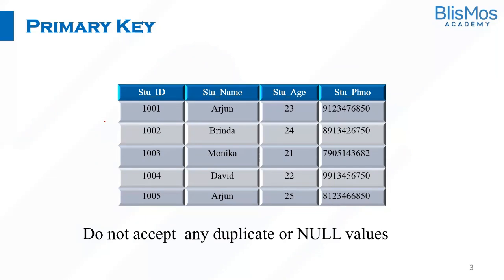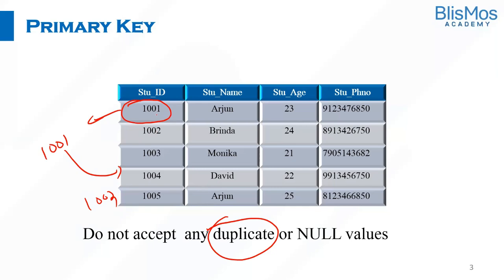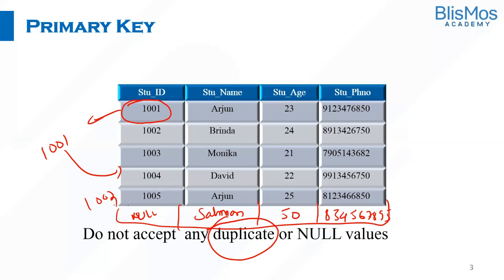One more important aspect of the primary key is primary keys cannot accept duplicate values. Like this here, it cannot have 1001 here as well, 1002 here as well. It should not accept any duplicate values. And also primary key cannot have null values. For example, here we cannot have a record like Salman 50 some phone number with a null value here, because the idea of primary key is to fetch this whole record. If this guy has a null value, how will you fetch this record? You cannot. So primary key cannot accept duplicate or null values.